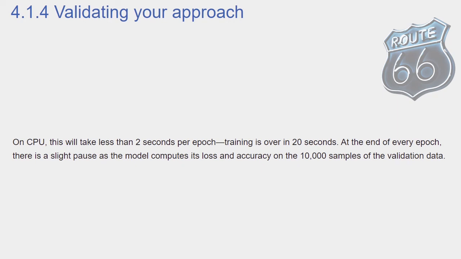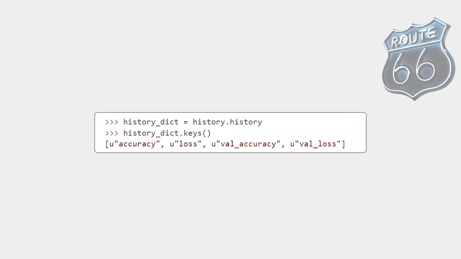At the end of every epoch, there is a slight pause as the model computes its loss and accuracy on the 10,000 samples of the validation data. Note that the call to model.fit returns a history object, as you saw in Chapter 3. This object has a member, history, which is a dictionary containing data about everything that happened during the training.